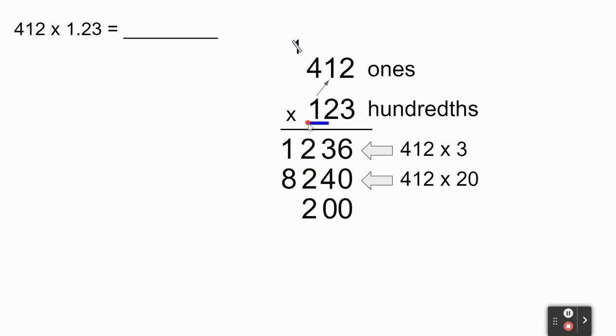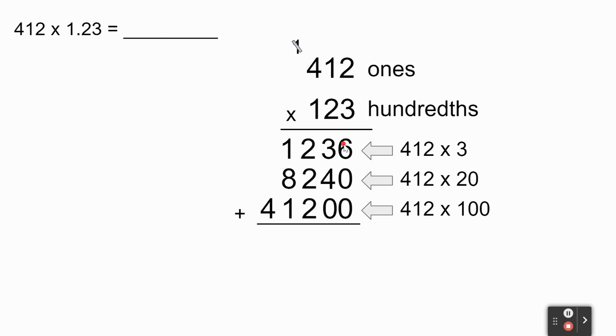Now we're going to multiply 1 times 1, which is 1. And lastly, multiplying 1 times 4, which is 4. So 412 times 100 is worth 41,200. Now let's add these products together.